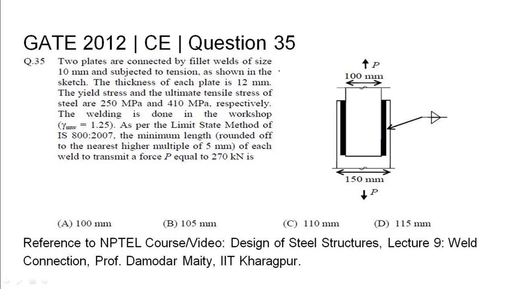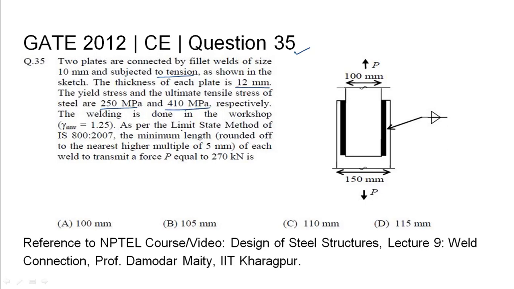GATE 2012 Civil Engineering question 35. Two plates are connected by fillet welds of size 10 mm and subjected to tension as shown in the sketch. The thickness of each plate is 12 mm. The yield stress and the ultimate tensile stress of steel are 250 MPa and 410 MPa respectively.